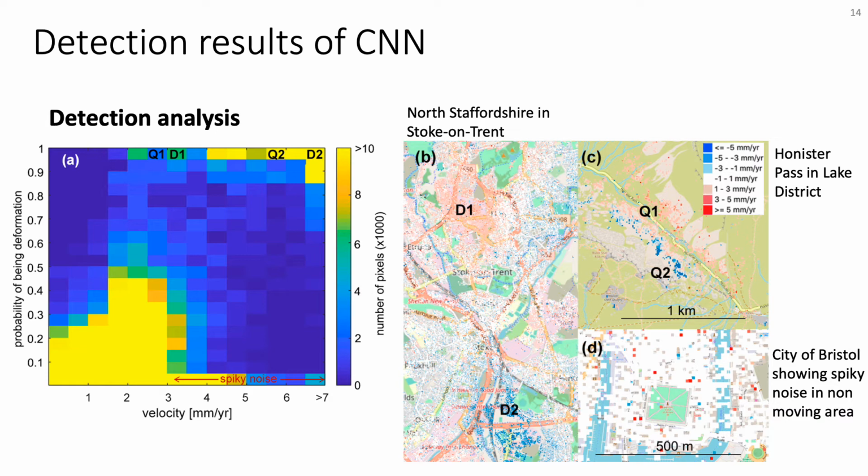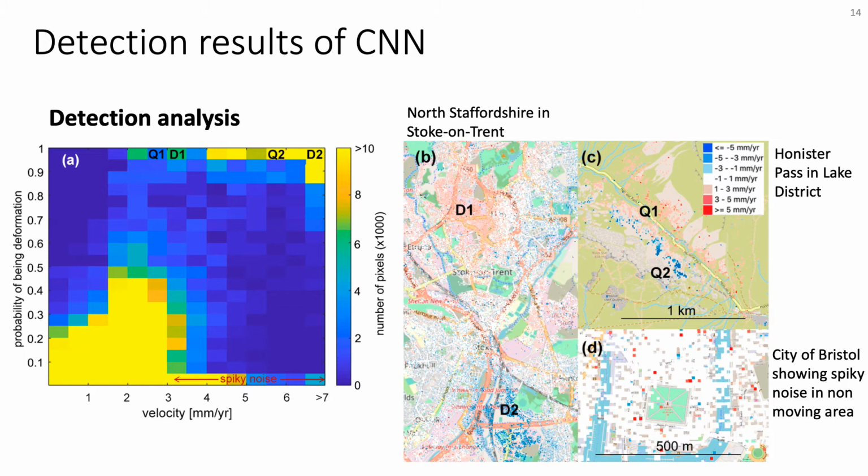So we analyze our detection performance by plotting a histogram of the deformation rate against the probability output of the detection method. Several areas have both high velocity and high probabilities as expected, like area D1 in Stoke-on-Trent and Q2 in the Lake District. The CNN assigns high probabilities to some areas with low to medium velocity because of their spatial patterns, for example area D1 and Q1.